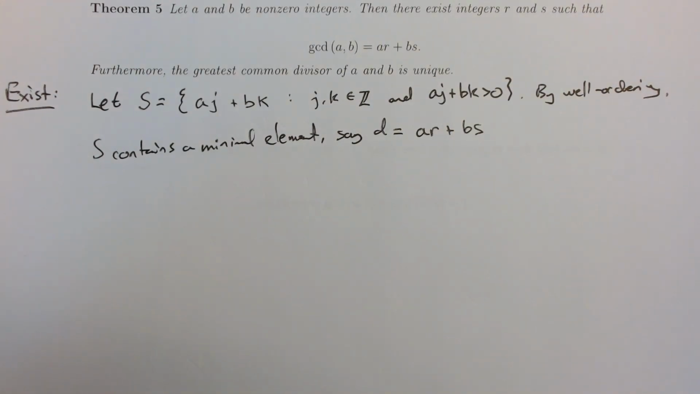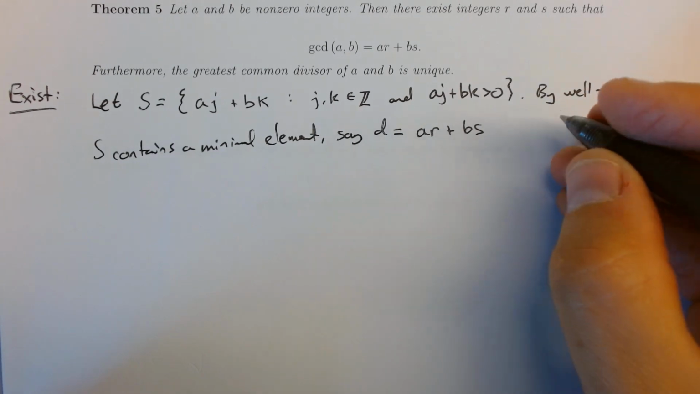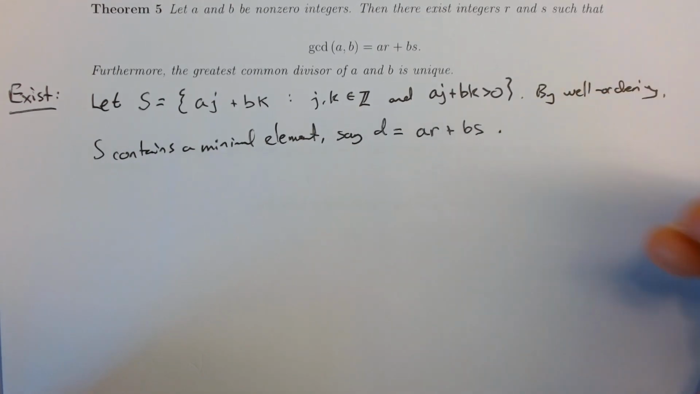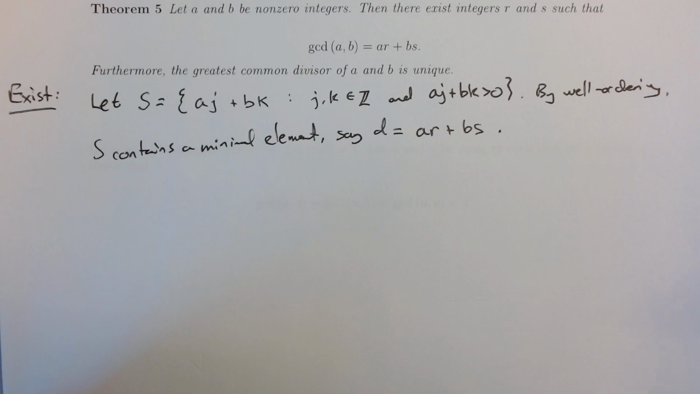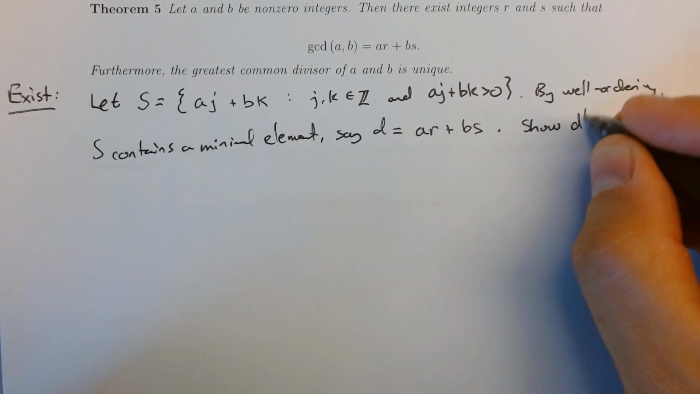So now we need to show that it's at least a common divisor. So we have to show that it divides a and also divides b. So we'll start by showing that it divides a, and there's no specialness for a and b here. So once we show that it divides a, a similar argument will show that it divides b. So we're going to show that D divides a.